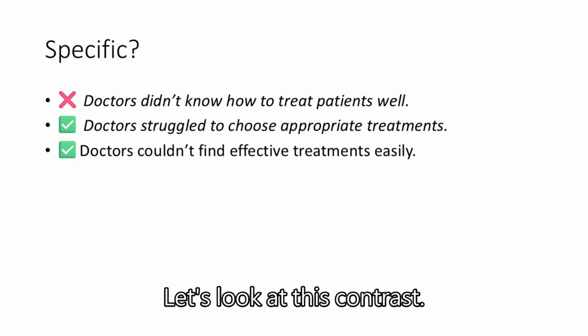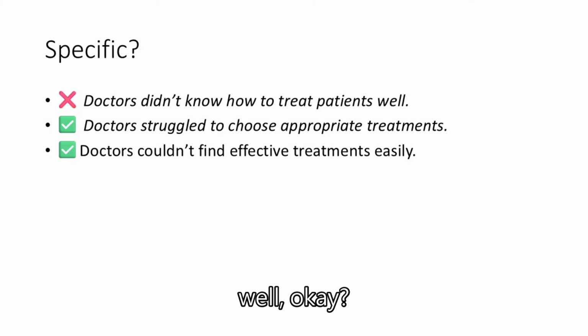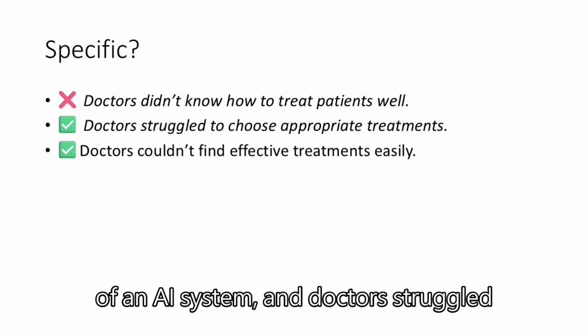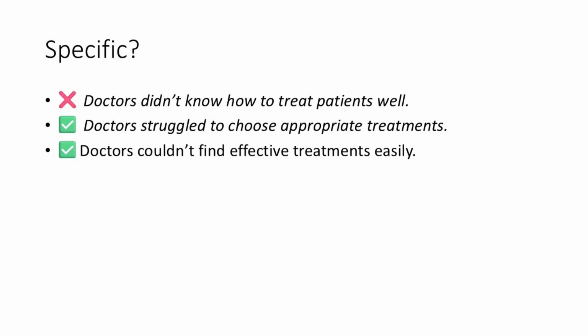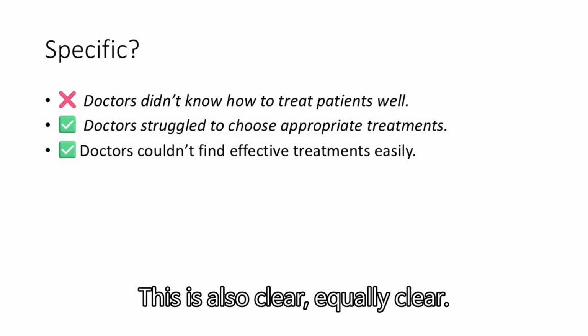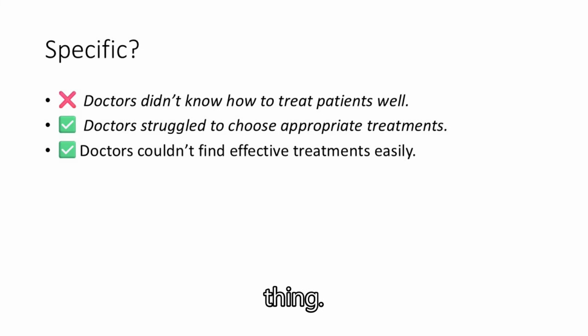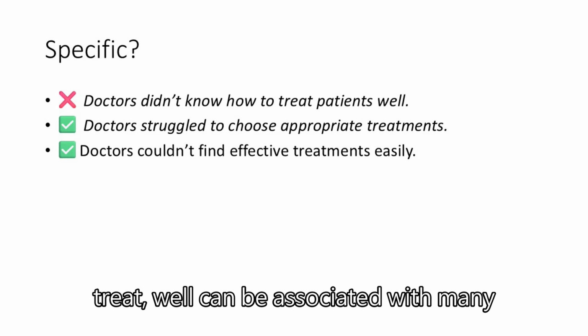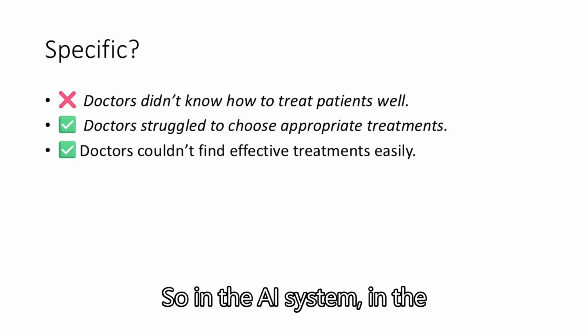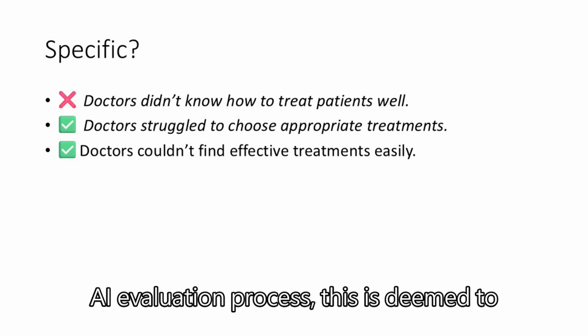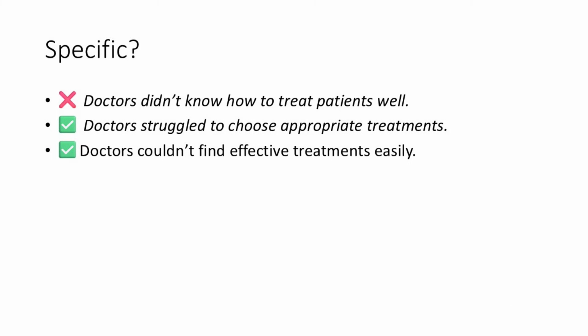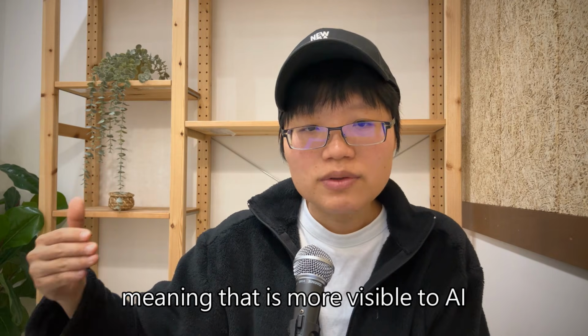Okay, let's look at this contrast. "Doctors didn't know how to treat patients well." Okay, this is less specific in the eyes of an AI system. "Doctors struggled to choose appropriate treatments." That is more clear. "Doctors couldn't find effective treatments easily." This is also equally clear. So why are they specific and clear, although all 3 sentences mean the same thing? In the first sentence, the words know, treat, and well can be associated with many things in our day-to-day expressions, right? So in the AI evaluation process, this is deemed to be less specific. Find or choose treatments has a narrower meaning that is more visible to AI too.